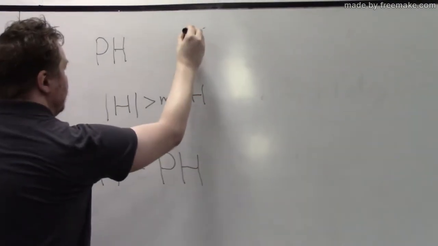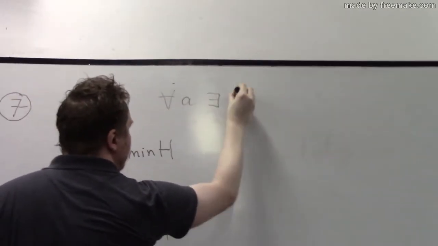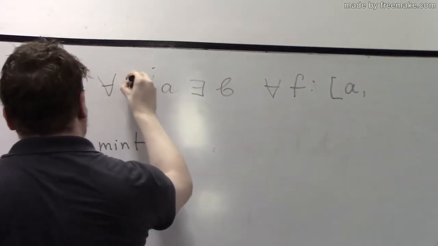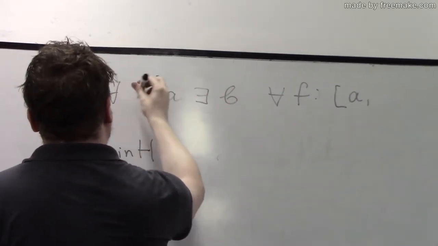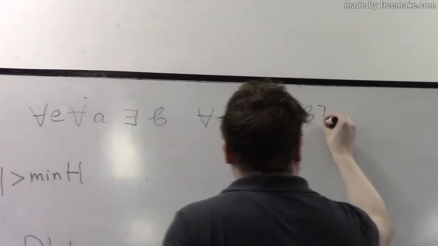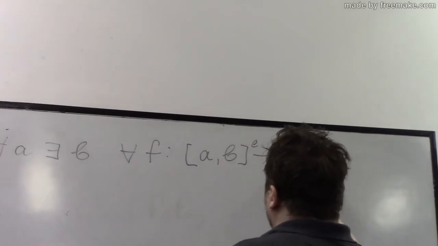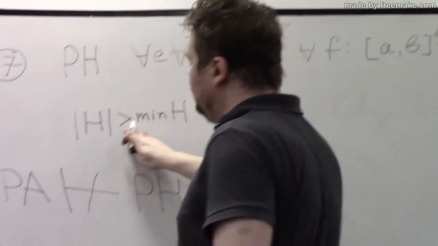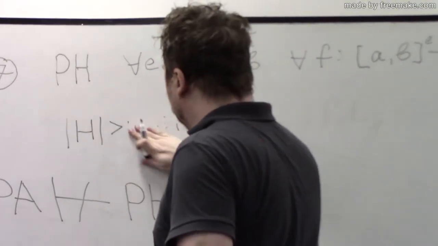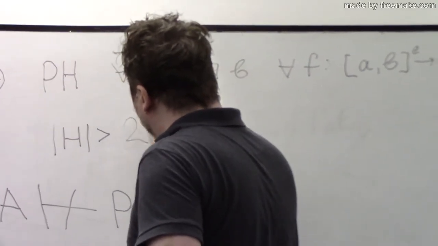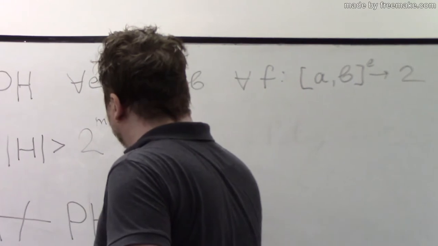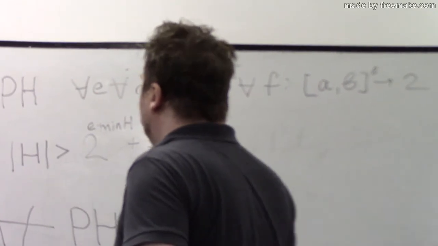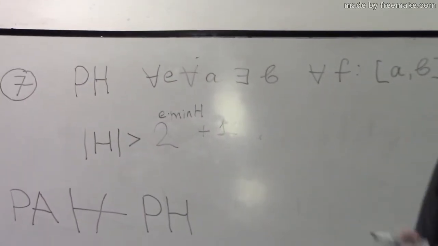So what's this statement? For every A, there is B, such that for every E and every coloring F of E-tuples of the interval A to B in two colors, there is an H of this size. Let me change it a little bit for an easier proof: 2 to the min H, E, min H plus 1. Just a better pigeonhole.